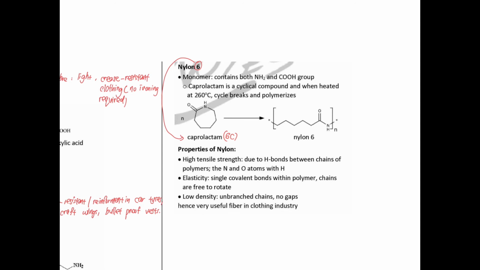Okay, let's see. The monomer has this specific structure, which is ring shaped. So 1, 2, 3, 4, 5, 6, 7, something like a heptagon, 7 vertices. Now, first point, the monomer contains both NH2 and COOH group. So where? Maybe you feel like, oh, I can't see NH2 and COOH, because caprolactam looks like this, right? So you cannot see that.